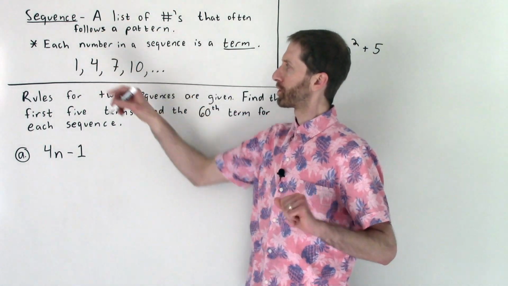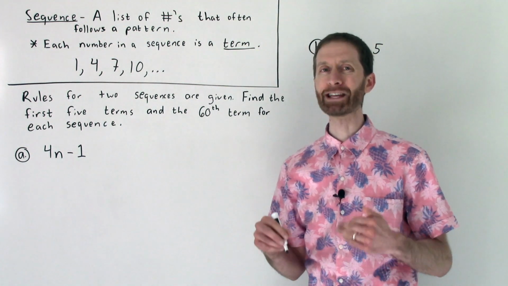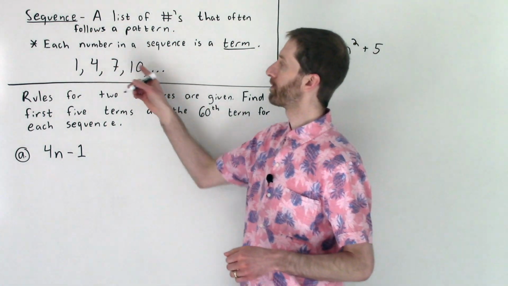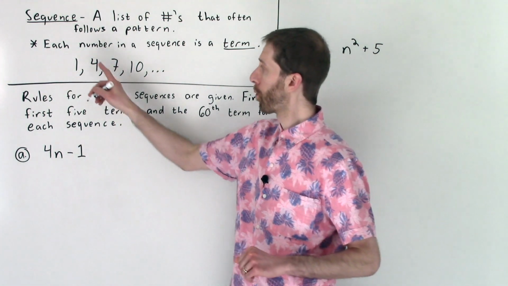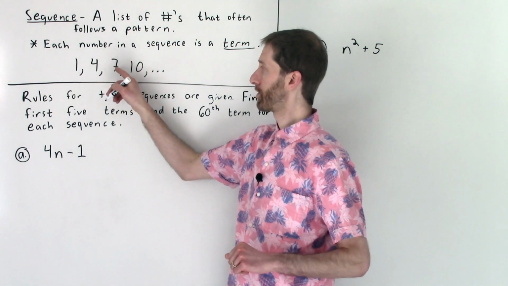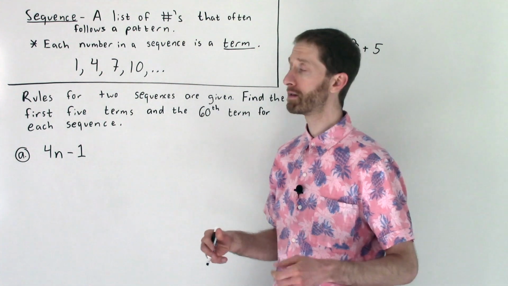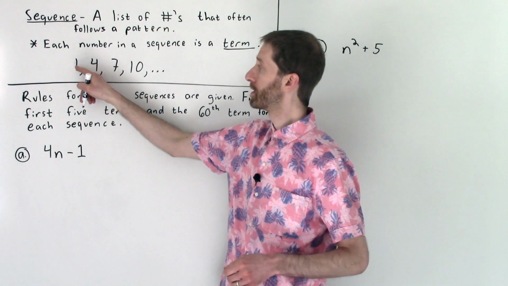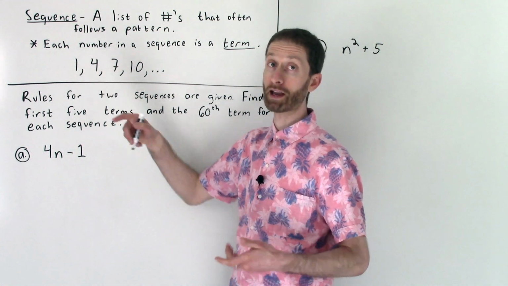Now, little asterisk right there. Each number in a sequence is called a term. So here's an example of a sequence, a very simple one. We go 1 to 4 to 7 and to 10. The pattern there is that we're adding 3 to each previous number to get to the next number.